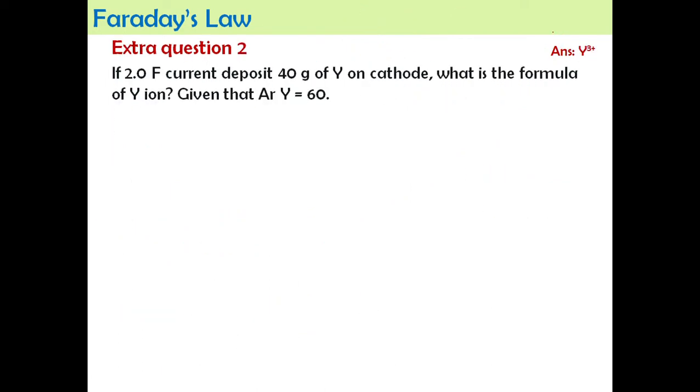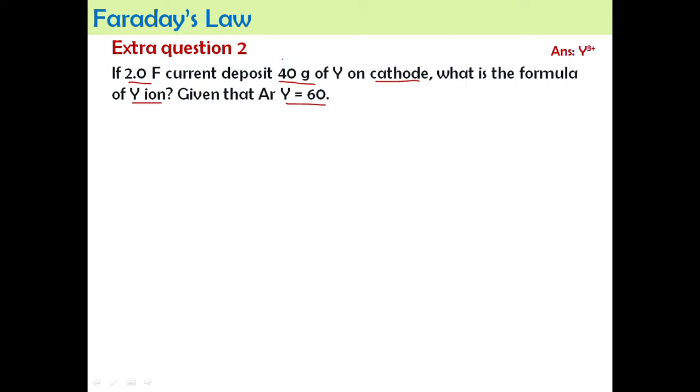Extra question 2. So, hopefully awak boleh baca soalan dan try dulu. Okay? Lepas tu baru tengok jalan kerja. Okay? If 2 Faraday current deposit 40 gram of Y on cathode, what is the formula of Y ion? Given that this is the relative atomic mass for Y. Jadi ini maksudnya Y ion ni dia nak berapa charge, okay, untuk Y.